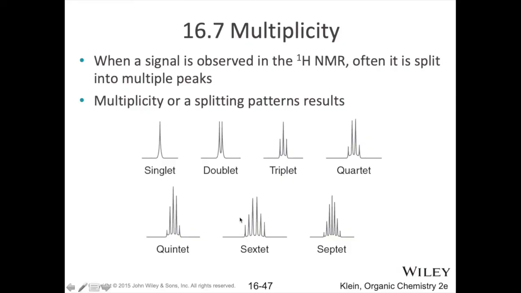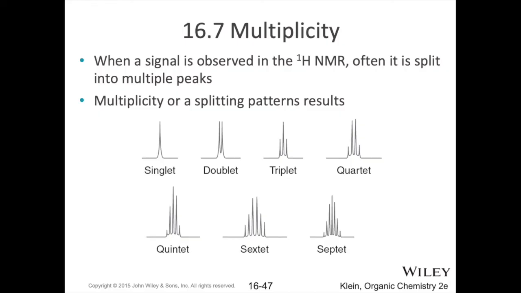We use these nice terms when it's really clear what the splitting pattern is. Sometimes it's hard to read what they are, especially if you have an overlap between peaks. Sometimes you have a mess of peaks, and we refer to that as a multiplet. A multiplet is the generic term for a peak with splitting. So if you can't tell exactly what the splitting pattern is, it's okay to refer to it as a multiplet.